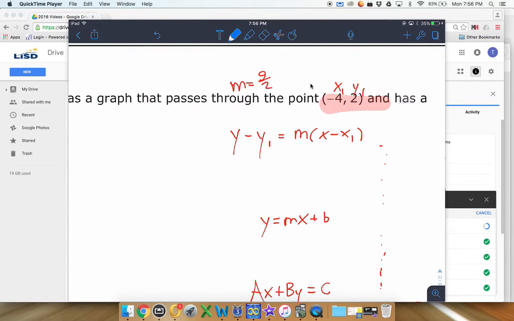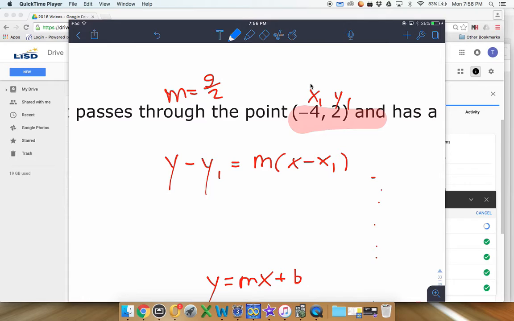So I guess we're going to plug in the y1, the x1, and the 9/2. So I'm going to say this first thing here, we're going to go y minus 2. We're going to put 9/2 out in front of the parentheses, and then we're going to go x minus negative 4. Minus a negative, that should change to a positive there.